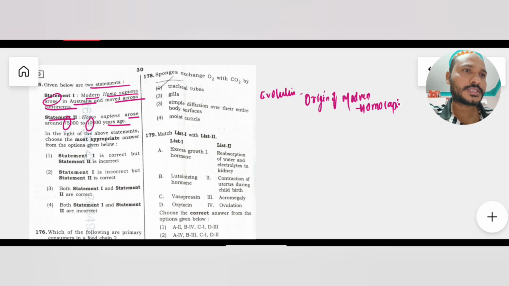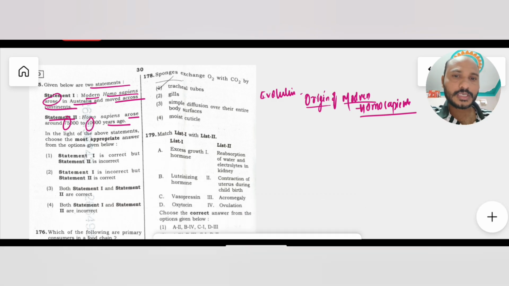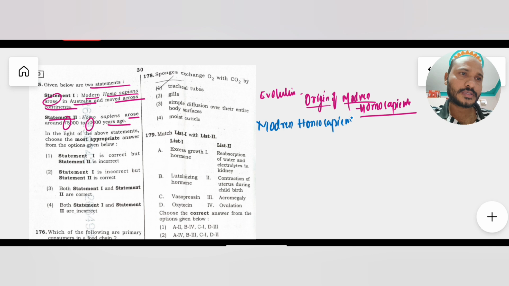Homo sapiens. Origin of modern Homo sapiens. Right, so here we analyze this statement. Modern Homo sapiens generally arose in Africa. Very, very important. In Africa only they arose, not Australia. So this statement is wrong.